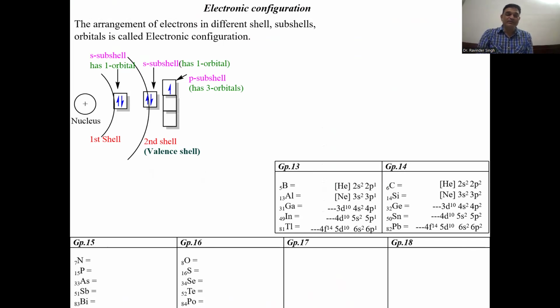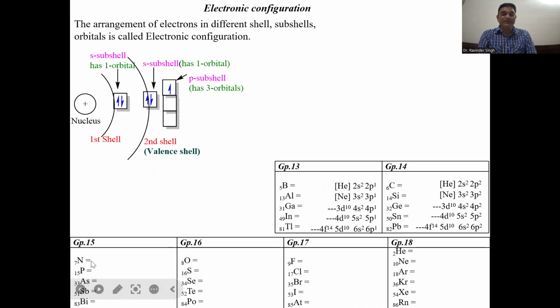First of all, we write the names of the elements of these different groups. For group number 16, the elements are oxygen, sulfur, selenium, tellurium, polonium. For group number 17 are fluorine, chlorine, bromine, iodine, and astatine. For group number 18 are helium, neon, argon, krypton, xenon, and radon. Right? Now we will write the electron configuration, first of all for group number 15. The first element in group number 15 is nitrogen.